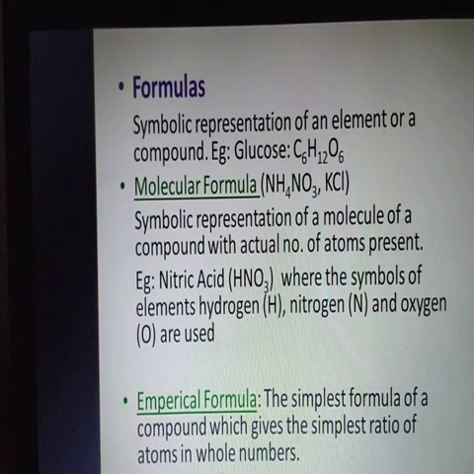The simplest formula, that means the empirical formula, will give us the information about which atoms are present in a particular compound and in what ratio they are present. But it will not give us the information about how many atoms are present in that compound. So for this reason, the empirical formula of many substances can be the same, and hence it becomes difficult to identify what the actual substance is.